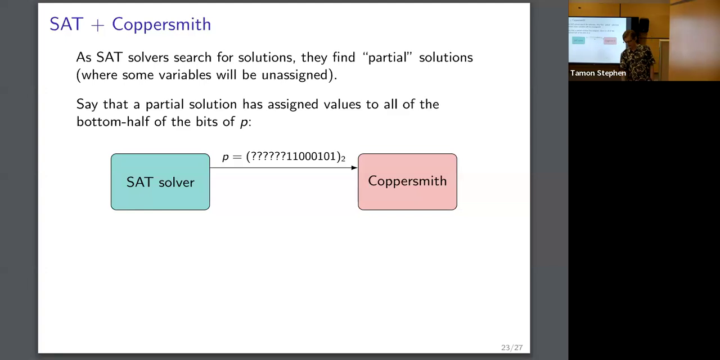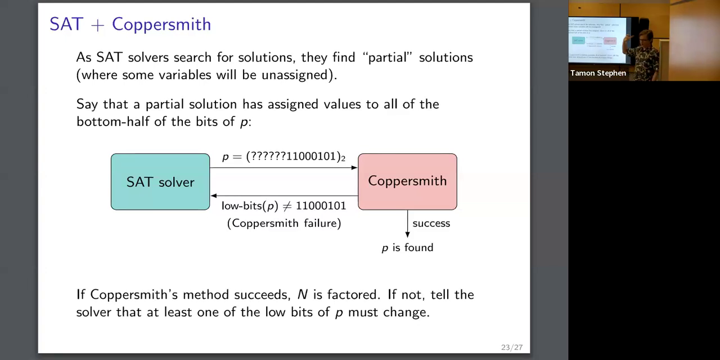There are two cases to consider here. The first case is the easy one, where the low bits of P were assigned correctly. Well, in that case, Coppersmith will just give you the high bits of P, and you're done. High bits of P gives you the full prime P, and then that's a factor, and you factor it in. Now that's when you got lucky. The solver made correct selections for the low bits.